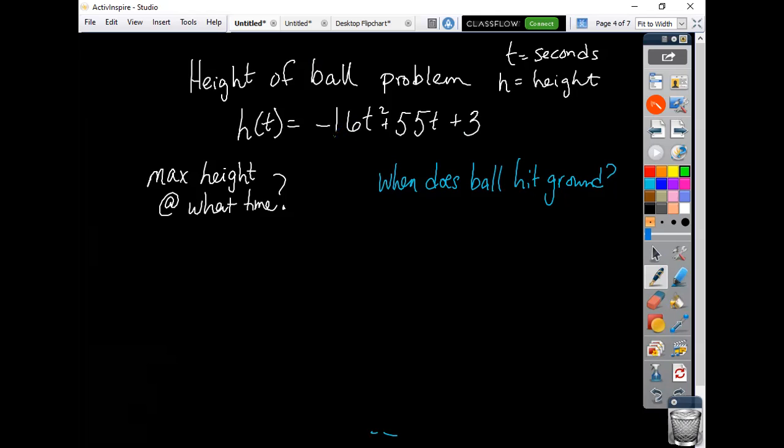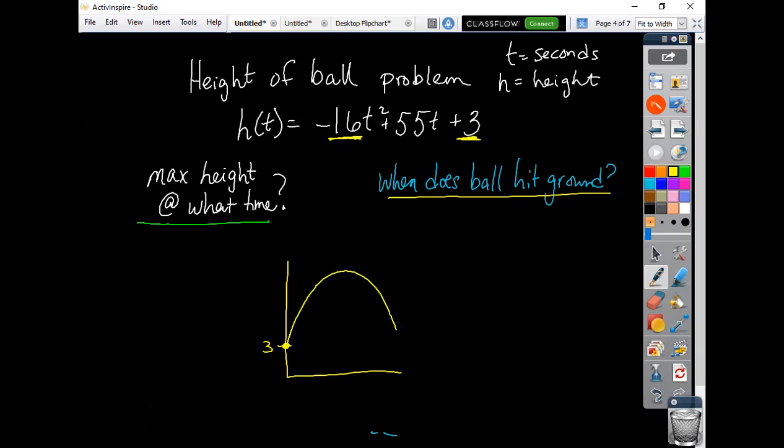So you've got some other science involved here, but the two questions a lot of times that are asked: what's the maximum height of the ball and what time does it happen? And the second one is, when does the ball hit the ground? So think about it in a graph. Again, I'm starting on my y-intercept at 3. That's sort of like at time 0, whoever's hitting it or throwing it, that's how high the ball is. It's opening down, so it's going to be going up and then back down. And right here, when the height hits 0 again, that's when the ball hits the ground.